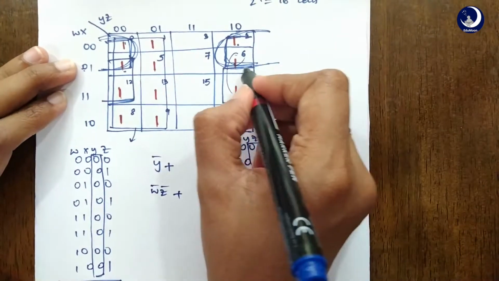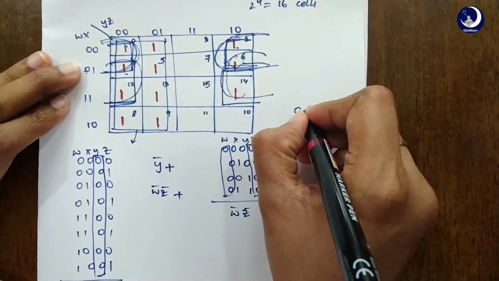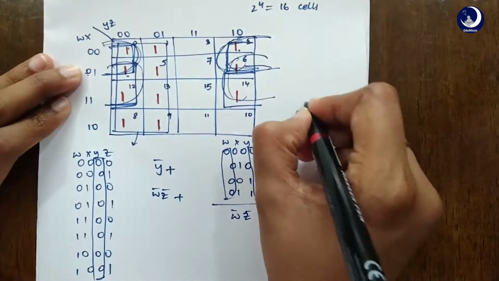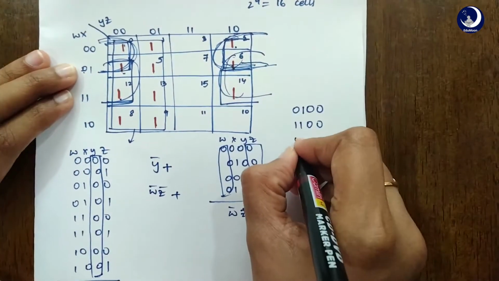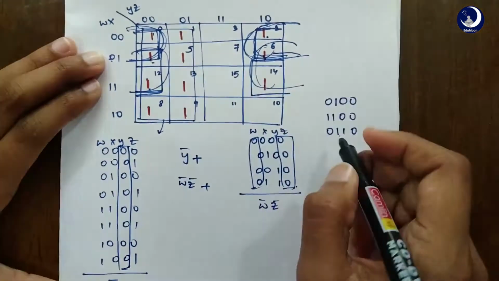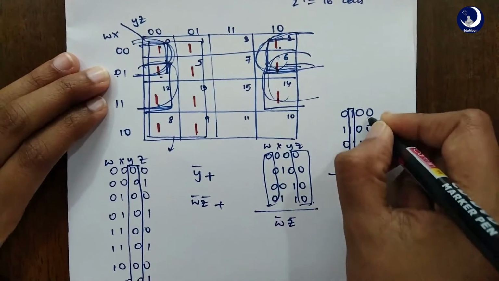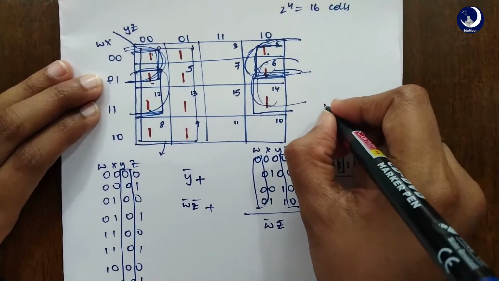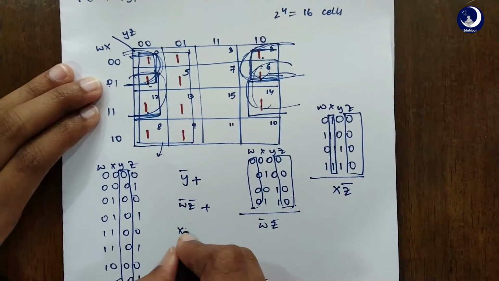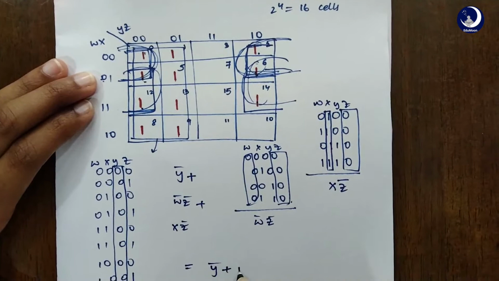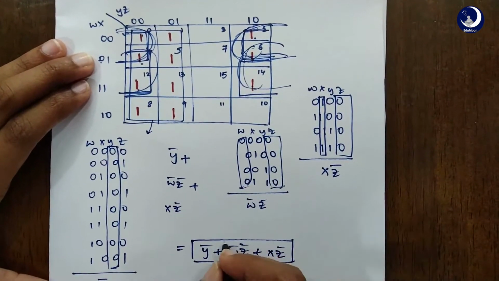Now again plus. Now if you consider this quad, like these 2 and these 2, what will be your answer? For this one it is 0100, for this one it is 1100, for this one it is 0110, and for this one it is 1110. Now if you check, this column and this column are similar. So if you take W, X, Y, Z, this will be X and this one will be a Z bar. So if you just write all these terms, it will be Y bar plus W bar Z bar plus X Z bar. So this one will be the final answer.